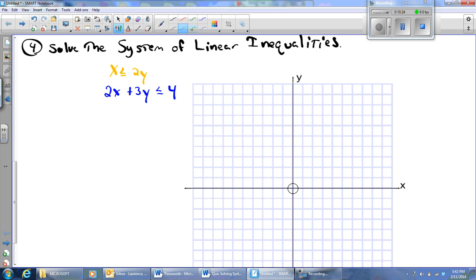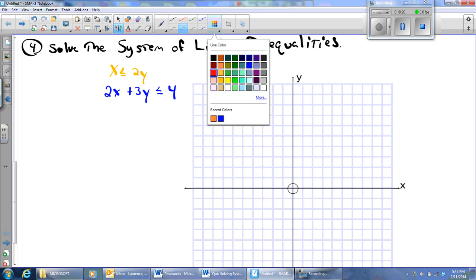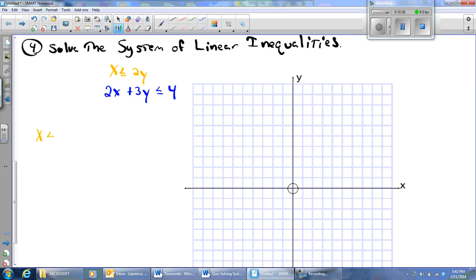Now, let me ask you this: the yellow one here, what form is it in? What's that, Gotham? Yeah, you're right, Gotham. It's not in any form. So I'll tell you what I'm going to do. I'm going to put it in standard form, so I'm going to subtract 2y from both sides.